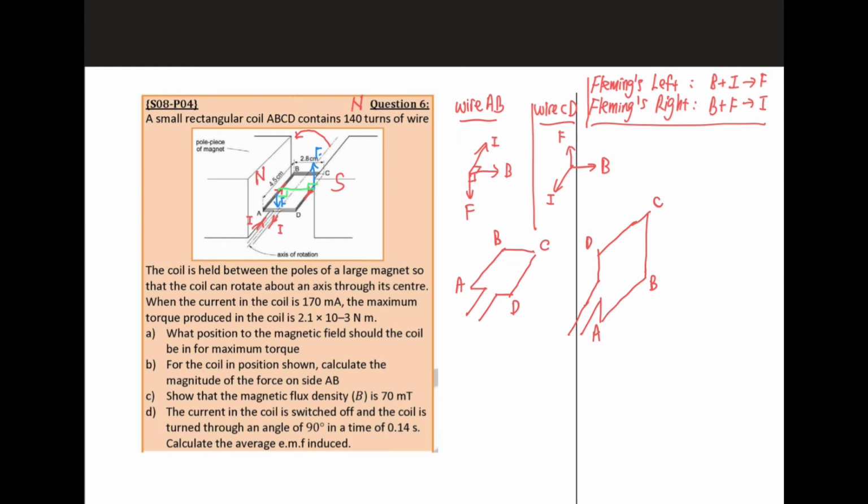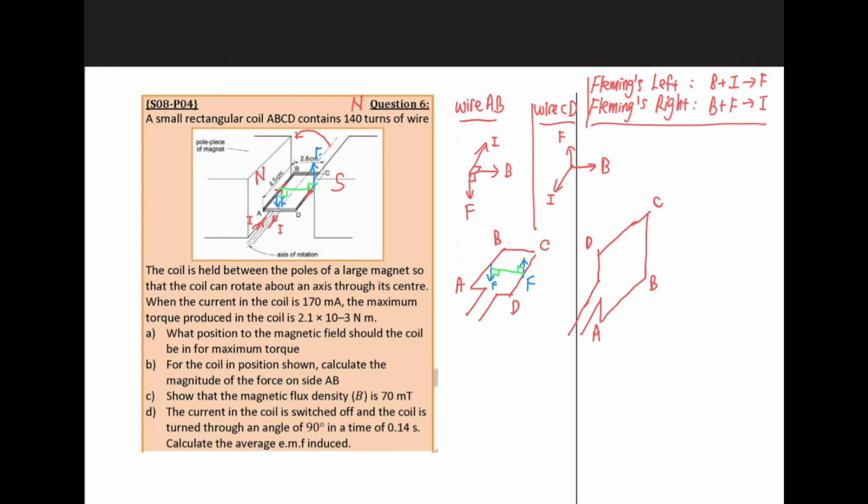So let's consider these two. These two will be enough to know which one is maximum torque. Your force is down. Here the force is up. The perpendicular distance is here to here. We discussed this already. Okay, let's compare to this. The force keeps adding up for wire CD.